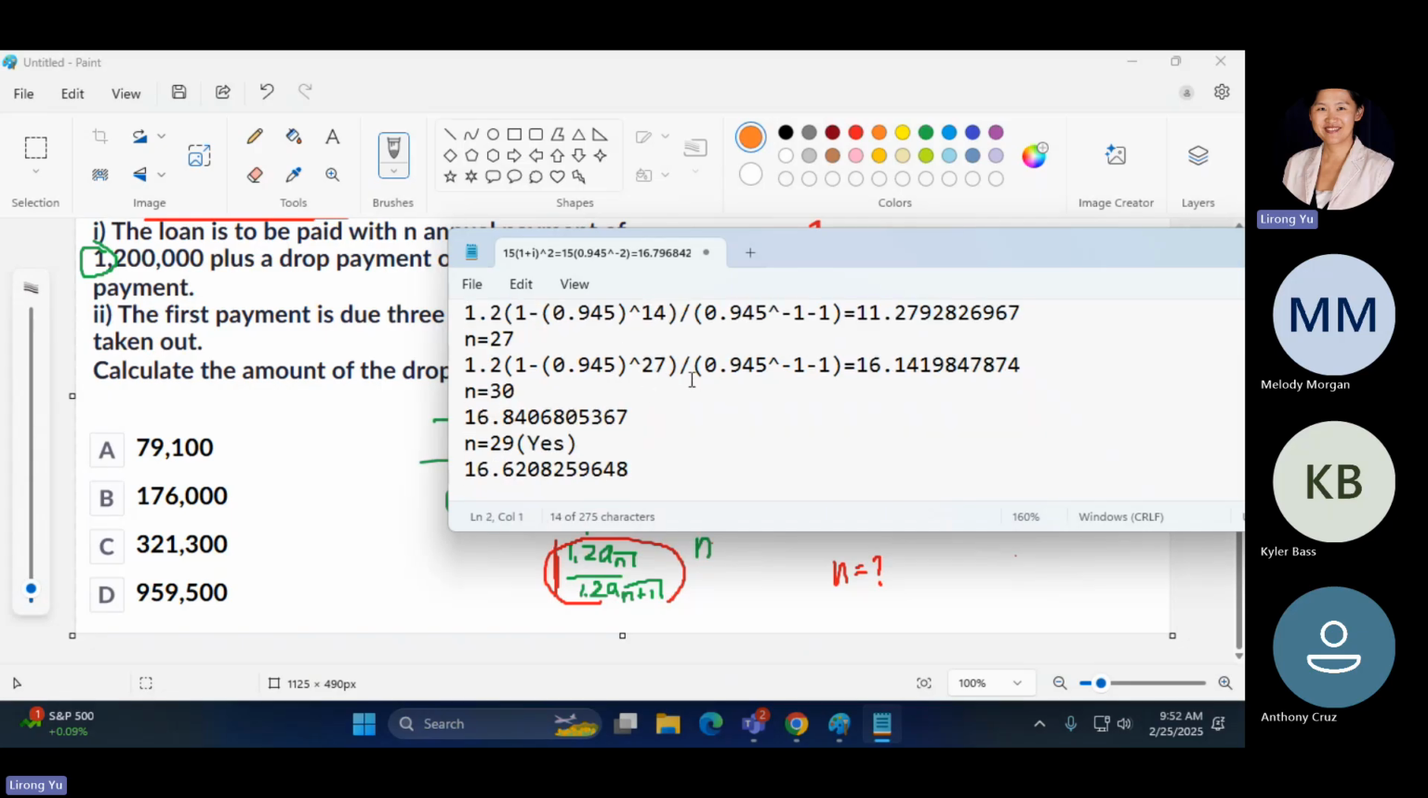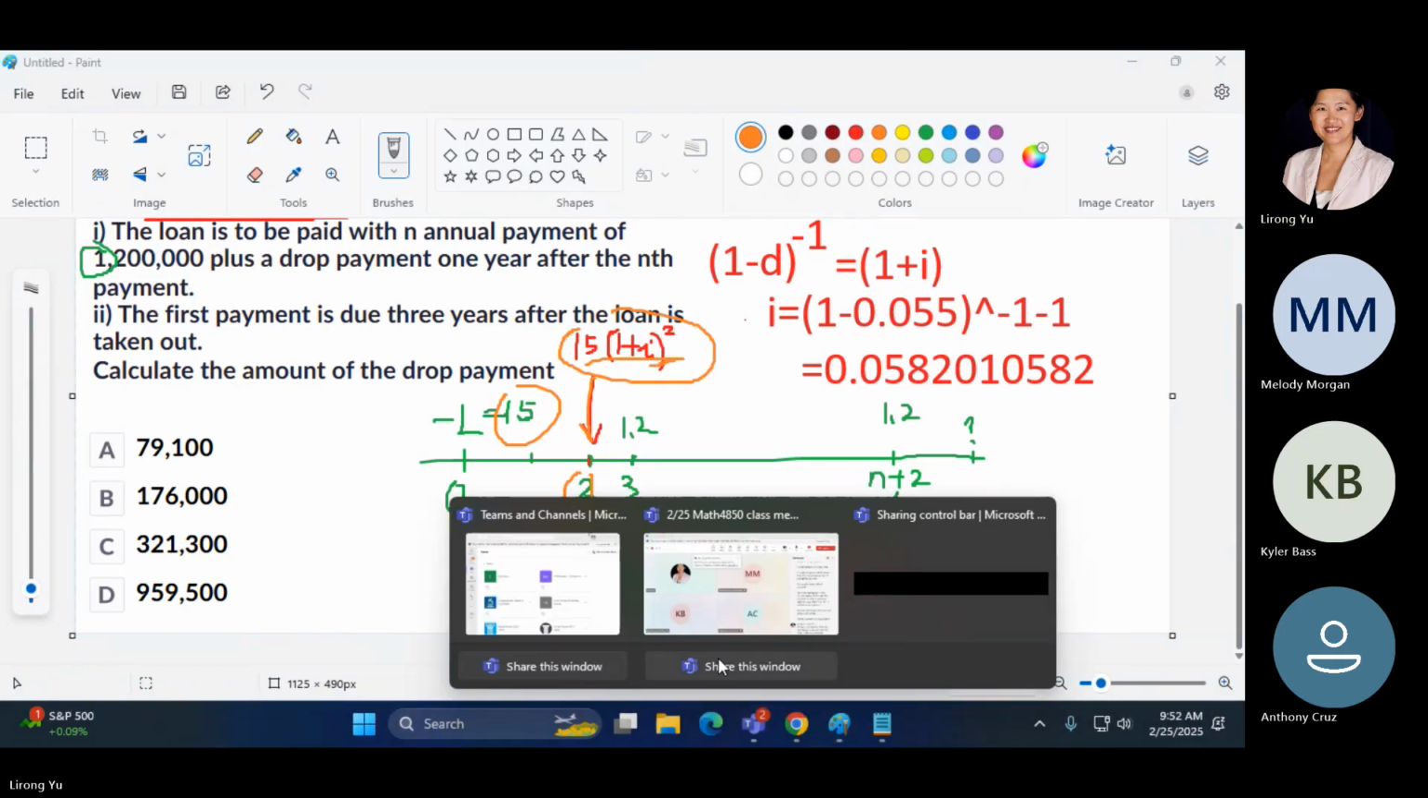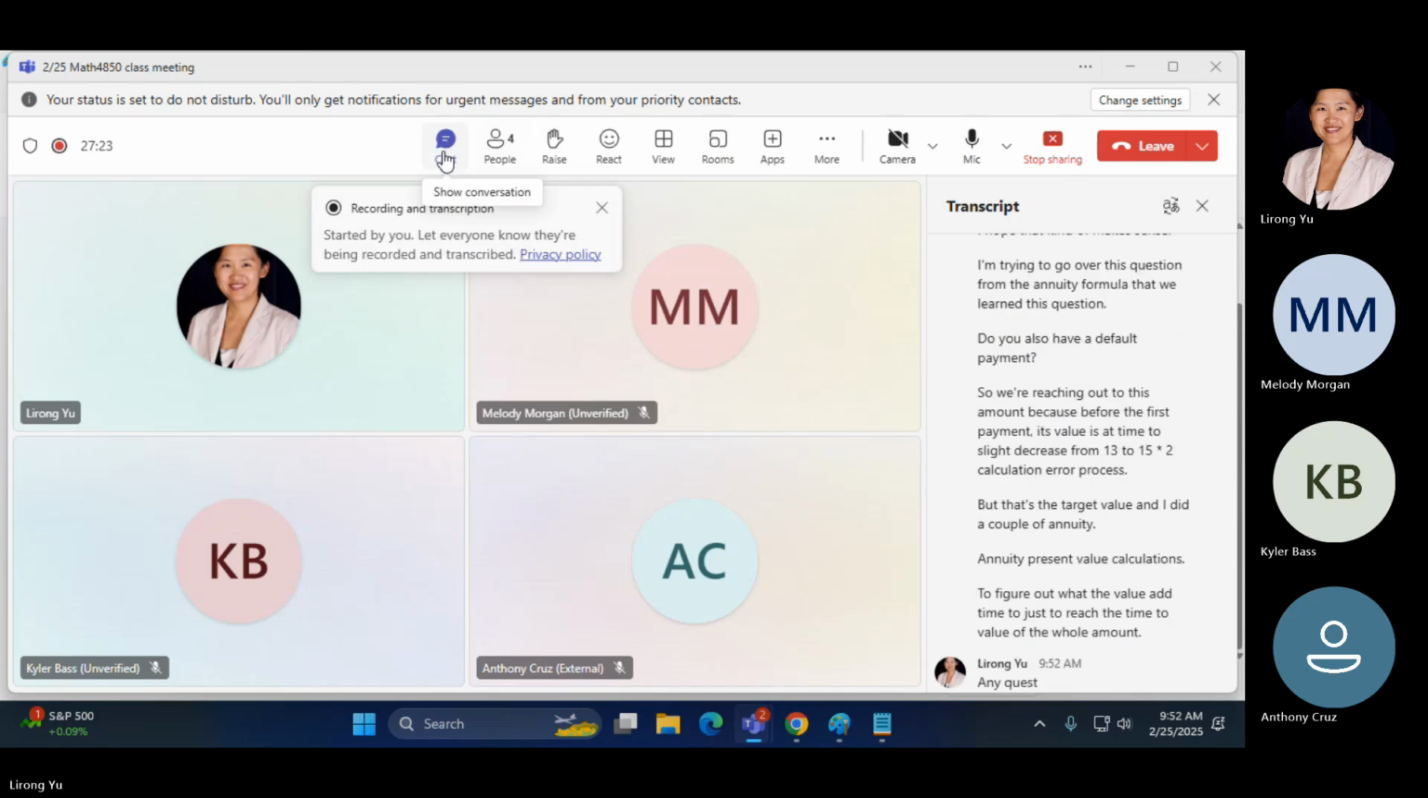And I did a couple of annuity present value calculations to figure out what would be the value at time 2, just to reach the time 2 value of the loan amount. Any question?